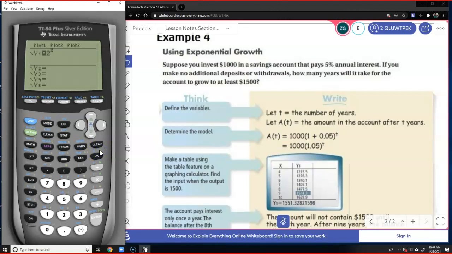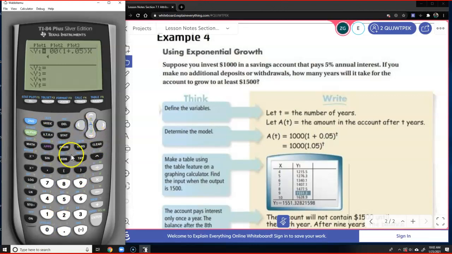There was nothing to be writing. So it says use exponential growth. Suppose that you invest $1,000 in a savings account that pays 5% interest. If you make no additional deposits or withdrawals, how many years will it take for your account to grow to at least $1,500? Okay. So what I'm going to do is I'm going to type in my equation. I know it's 1,000 parentheses 1 plus, and I'm using this right here, 0.05, and then it's raised to the x.